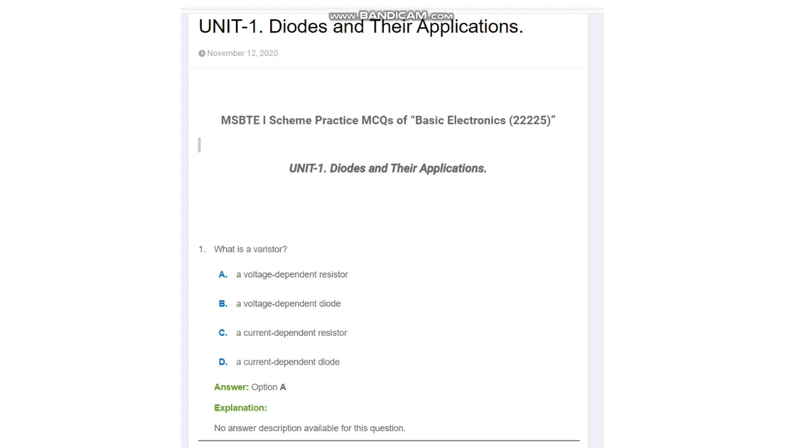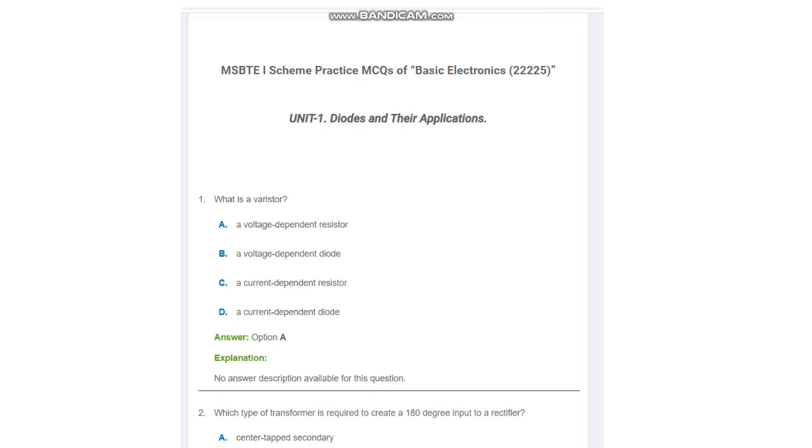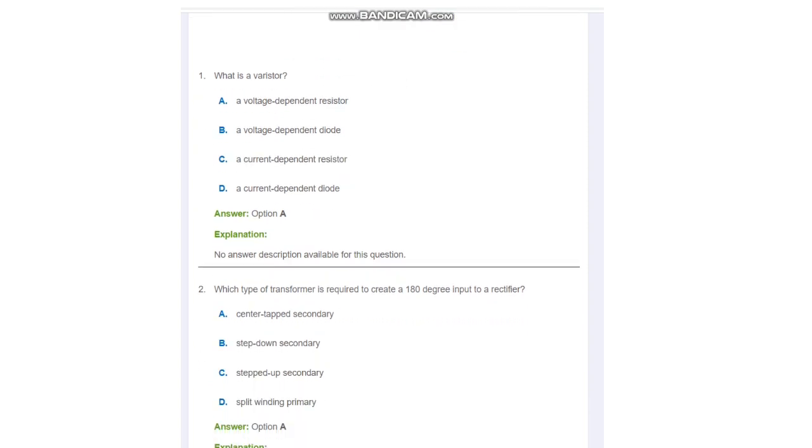Course code is 22225. Unit 1 is diodes and their application. Question number 1: what is a varistor? Options are: A, a voltage dependent resistor; second, a voltage dependent diode; third, a current dependent resistor; and fourth, a current dependent diode. And the answer is A, that is, a varistor is a voltage dependent resistor.